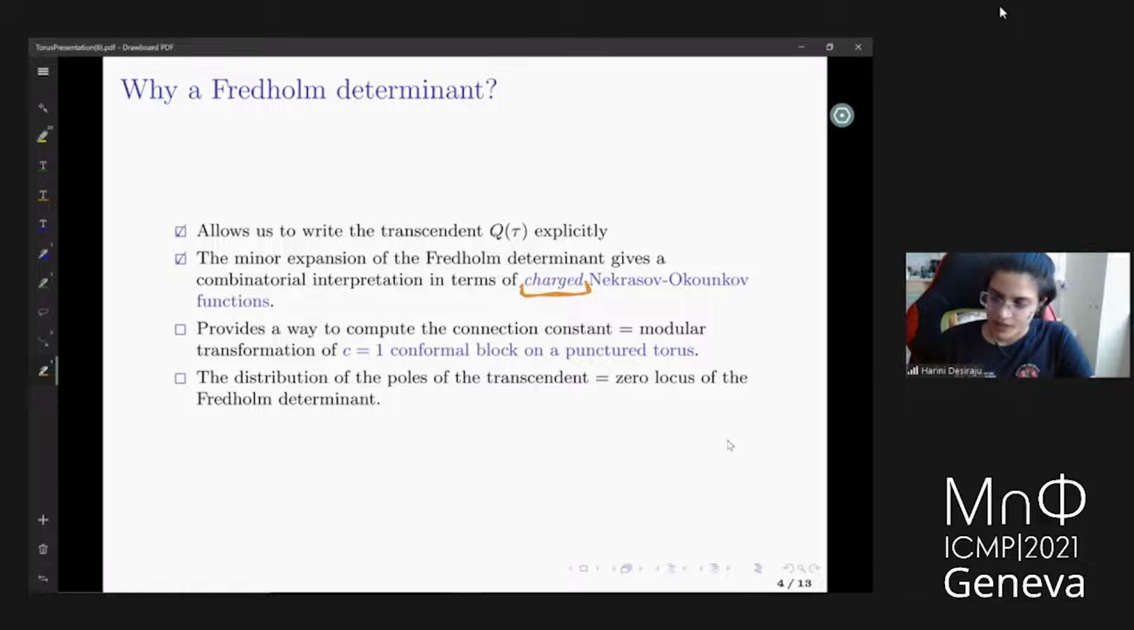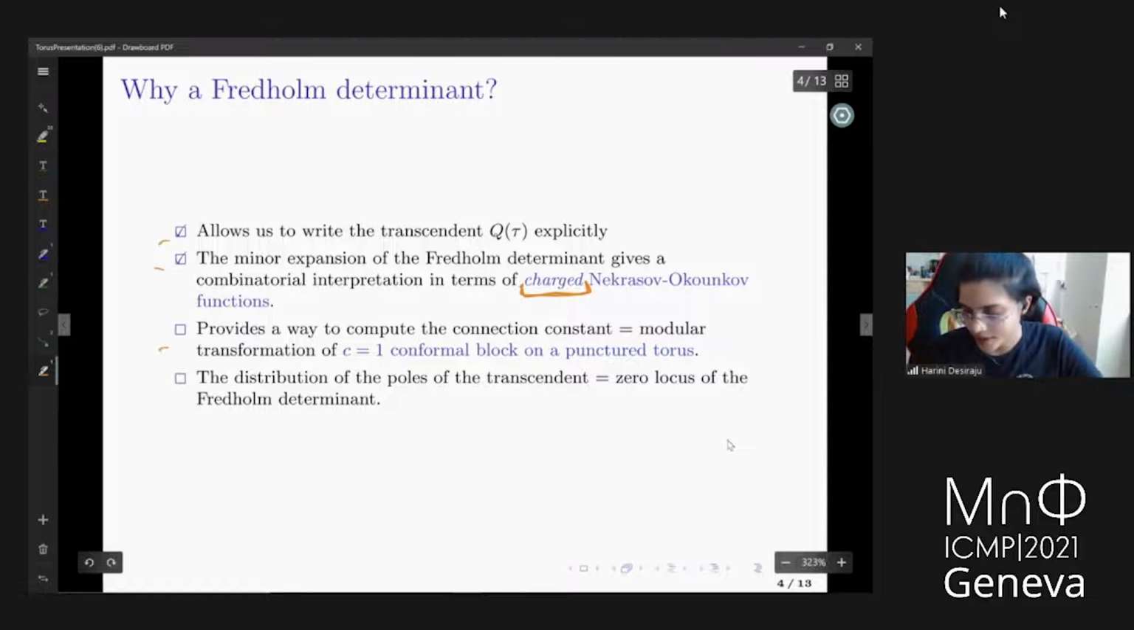The determinant representation also lets us compute the connection constant in a nice way. In this case, it is also the same as studying modular properties of c equals 1 conformal blocks on a punctured torus. Finally, the distributions of poles of the transcendent are the same as studying the zero locus of the determinant. And studying zero locus is much easier problem than studying the distribution of poles. In today's talk, I'll show you the first 2 points, and the last 2 points are a work in progress.